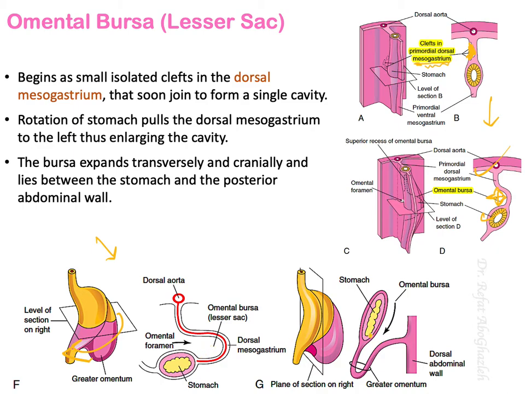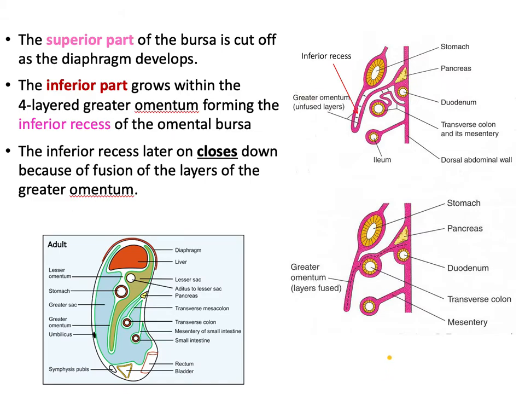With the further development of the stomach, the omental bursa not just widens laterally, but also caudally, in which you see it deep in there, between the layers of what is called the greater omentum, 4 layers.